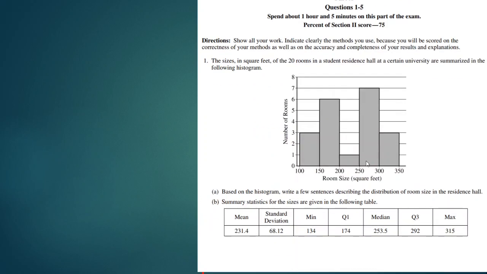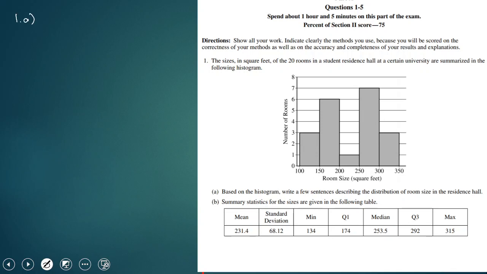Alright, so let's get started with question number 1. So it says that the sizes in square feet of 20 rooms in a student residence hall at a certain university are summarized in the following histogram. And part A says, based on the histogram, write a few sentences describing the distribution of the room size in the residence hall.